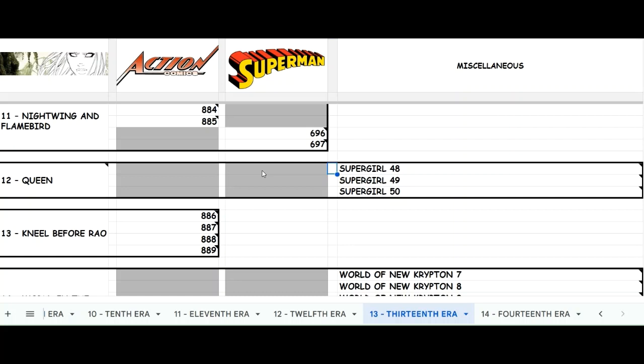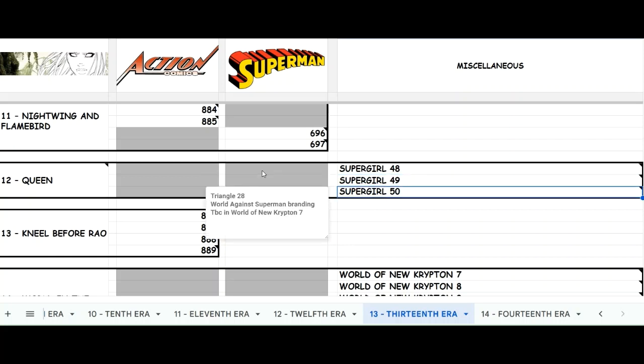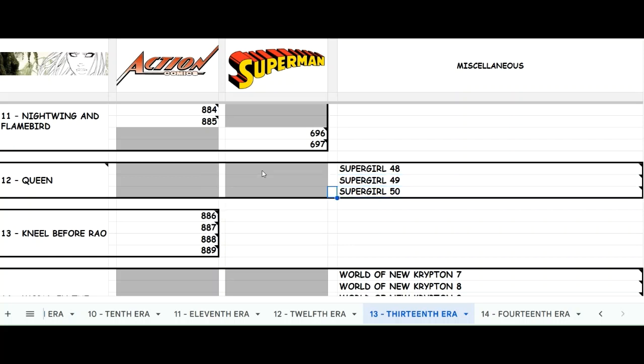What we need to read here for this arc that I've called Queen is Supergirl 48, 49, and 50. These are all branded World Against Superman. They have the following triangle numbers: triangle 20, triangle 24, and triangle 28. And Supergirl 50 ends by saying to be continued in World of New Krypton 7. We will get to that, but not quite yet.